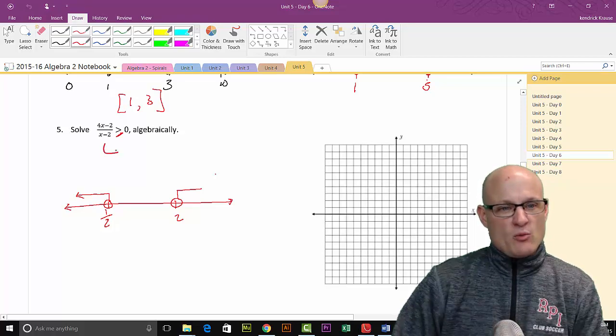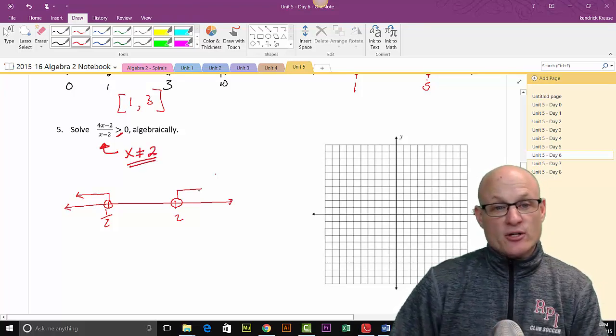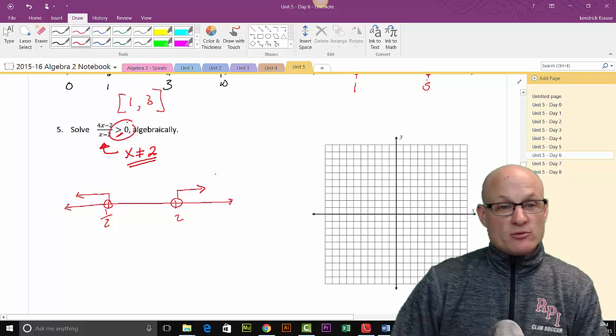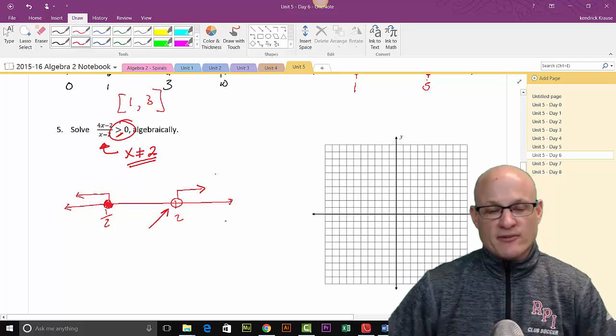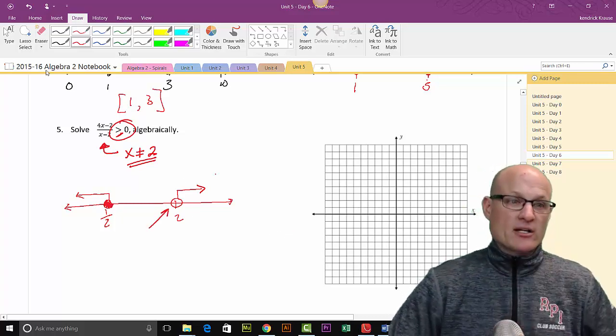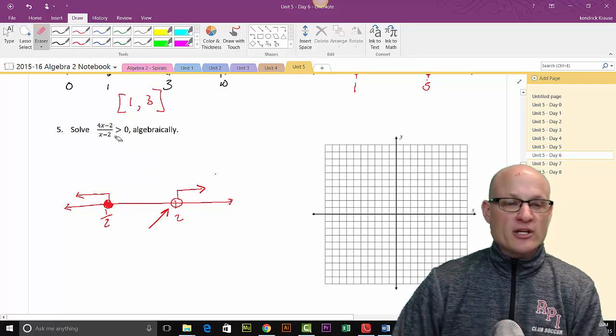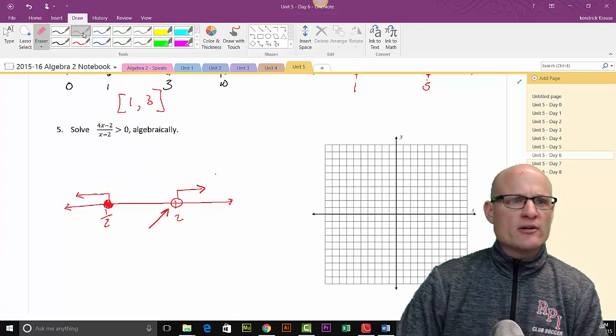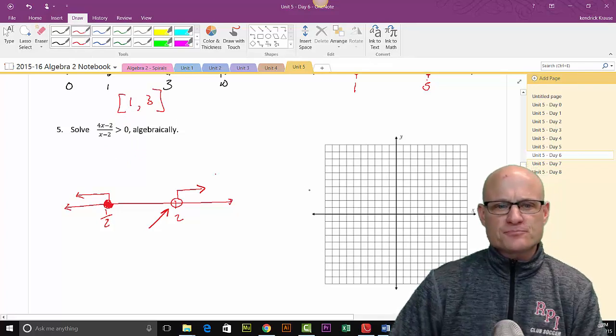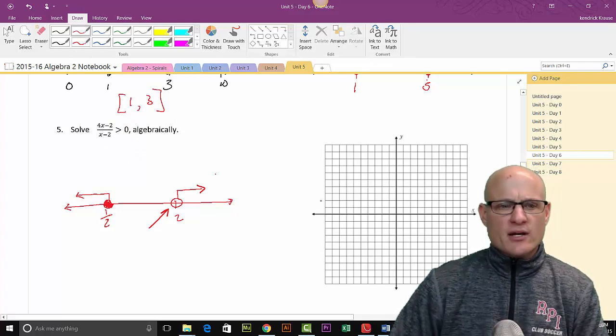The trick is, what would make this fraction undefined? X may not equal 2 because it causes the denominator to be undefined. So although we have an equal to, you can only fill in this one. You cannot fill in this one because it would make it undefined. Now, if you remember correctly, when we did our asymptotes a couple days ago, one of our asymptotes is what makes the numerator equal to 0.